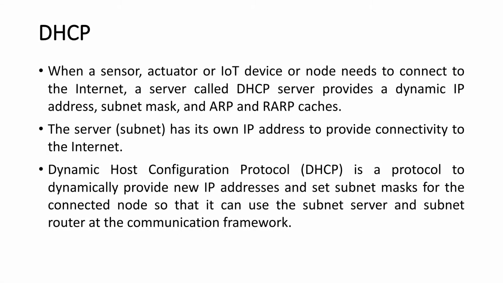When a sensor or actuator or IoT device or node which is connected needs to connect to the internet, a server called the DHCP server, that is the dynamic host configuration protocol, provides a dynamic IP address, subnet mask, and ARP and RARP caches. The server has its own IP address to provide connectivity to the internet. DHCP dynamically provides a new IP address and sets the subnet mask for the connected node, so that it can be used as the subnet server and the subnet router in the communication framework.